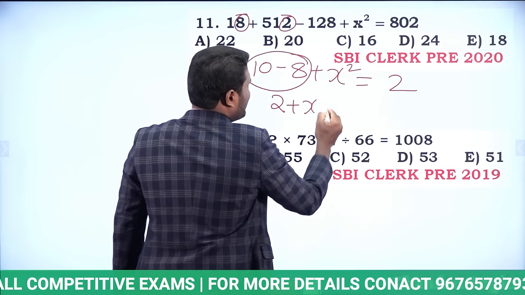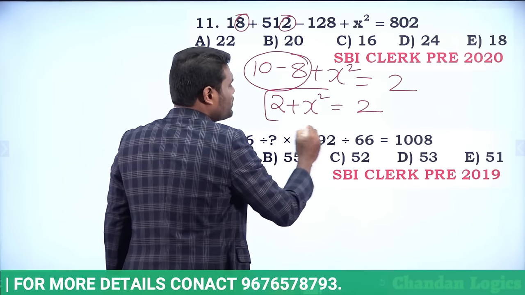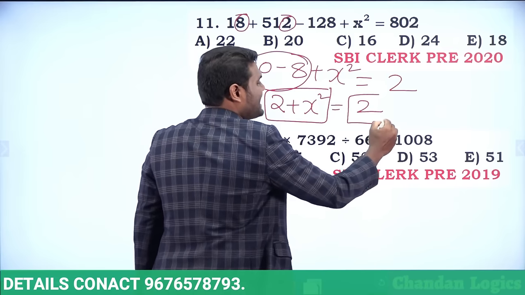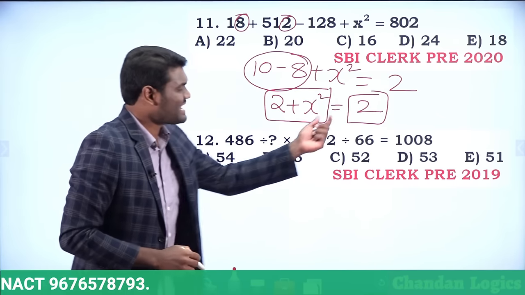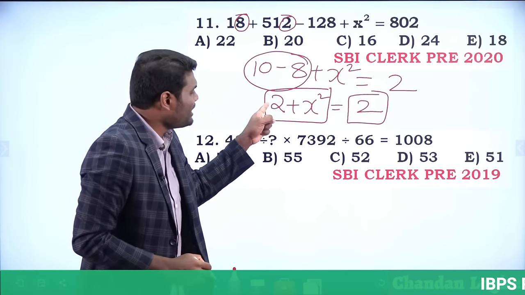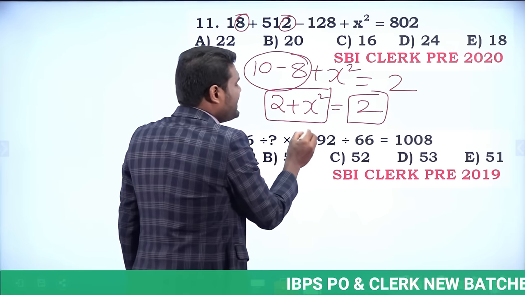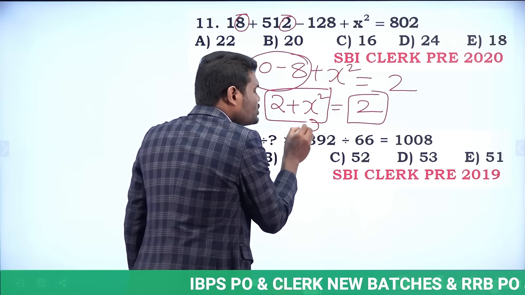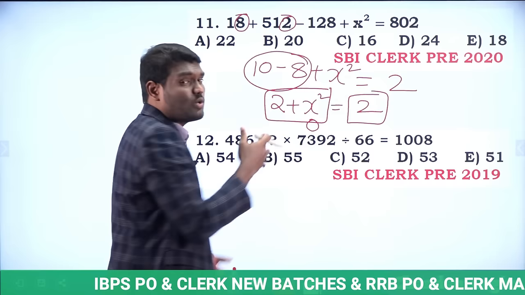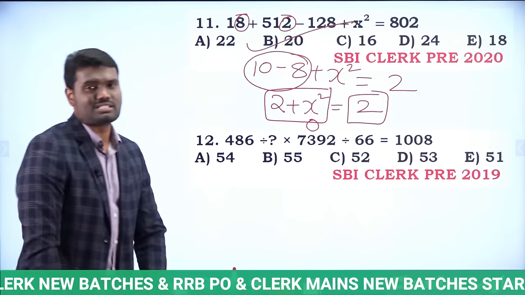2 plus x square is equal to 2. Now my left hand side should be 2. Why? Because right hand side last digit is 2. As right hand side last digit is 2, left hand side also should be 2. Already I have 2 here, so now this should be 0. As this should be 0, look here, which is going to give last digit 0? Only 20 will give us last digit 0.